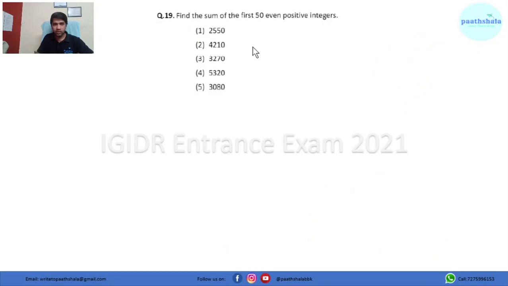Now let's move to the next question. Here it is saying to find the sum of 50 even positive integers. So the first even positive integer will be 2, then the next will be 4, then the next will be 6, and so on. If I move till 50, the 50th even positive integer will be 100. And you know that for finding the sum of n terms in which the first term and last term are given, Sn equals n by 2 times (a plus l). This is the formula, with first term and last term.